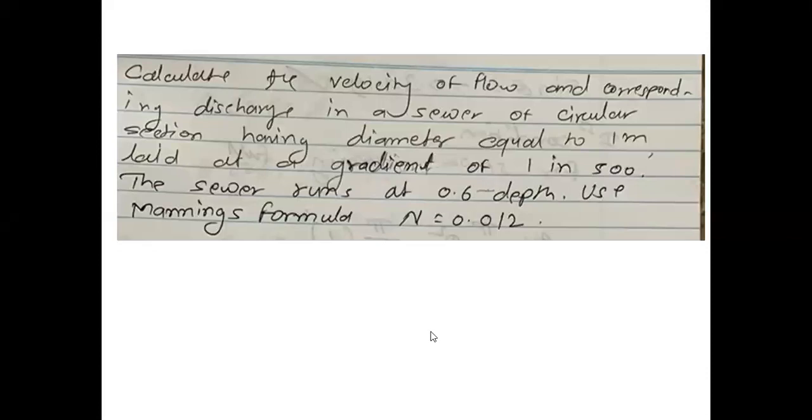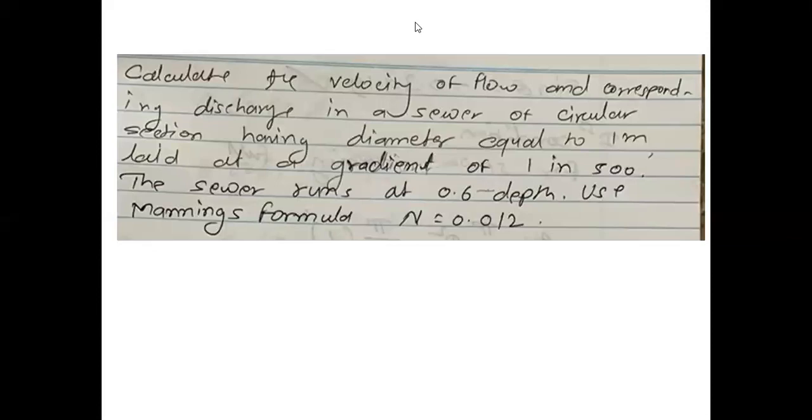Okay, so the problem given to you was: calculate the velocity of flow and corresponding discharge in a sewer of circular section having diameter equal to 1 meter, laid at a gradient of 1 in 500. The sewer runs at 0.6 depth. Use Manning's formula. So what is the given data here?